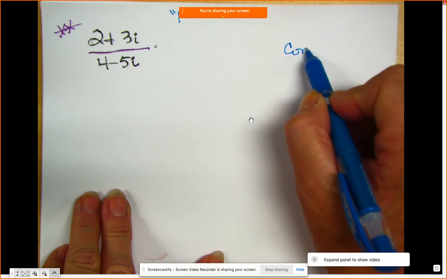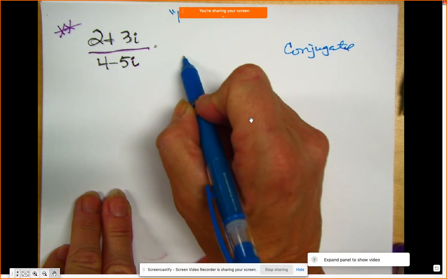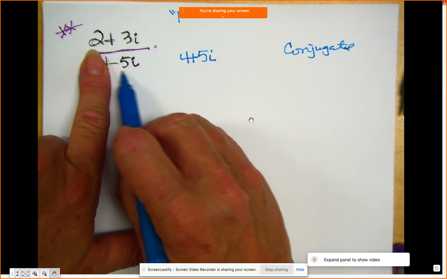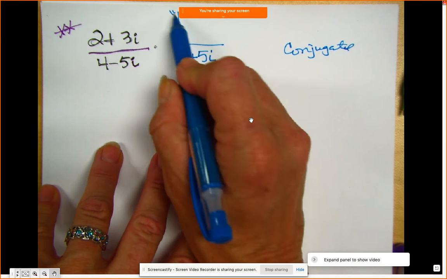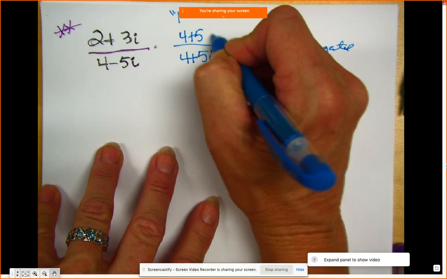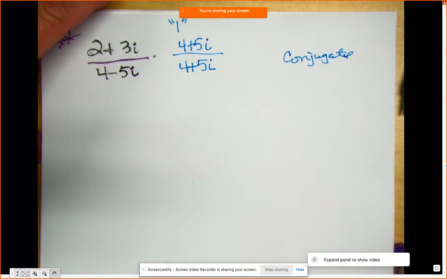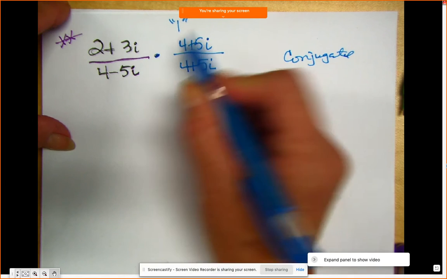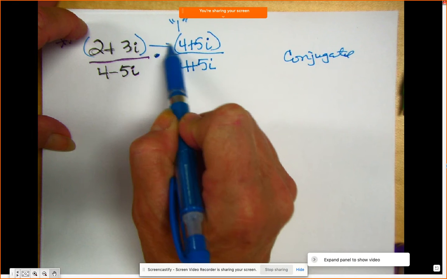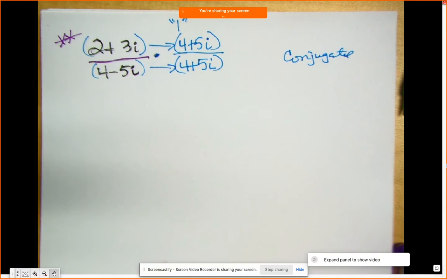Okay, remember the conjugates. The conjugate of this would be 4 plus 5i. You only take the opposite of the complex part. Now remember, I need this to look like 1, so I'm going to put the exact same thing on top. I need to multiply the top and the bottom, because all I'm doing, if I multiply by 1, I don't change its value. I just change how it looks. When you multiply them, it's straight across the lines, the fraction family.